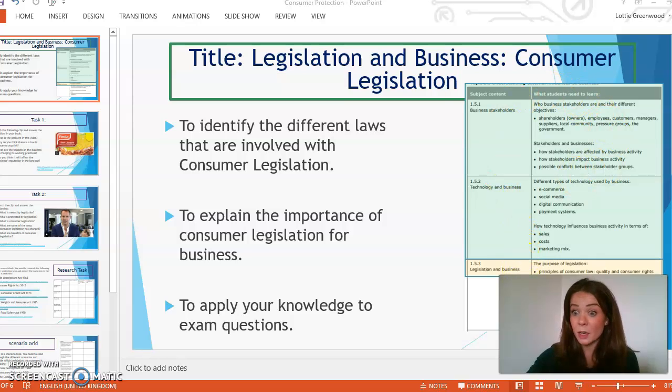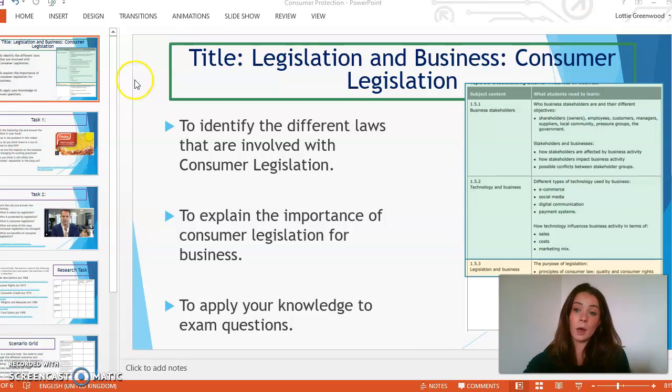This here is our topic list for topic 5, for theme 1. We have done quite a lot of it already. So topic 5 is the last topic in theme 1, then we'll be moving on to theme 2. You've already looked at the business stakeholders. Last week we looked at technology and business, and this week, as I said, we're looking at legislation and business, and we're focusing on this part here, the principles of consumer law, quality and consumer rights.